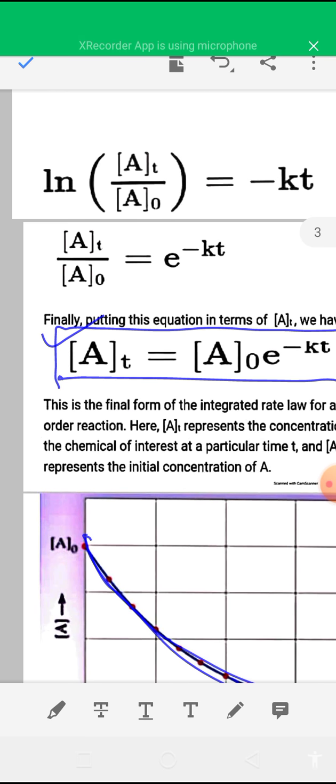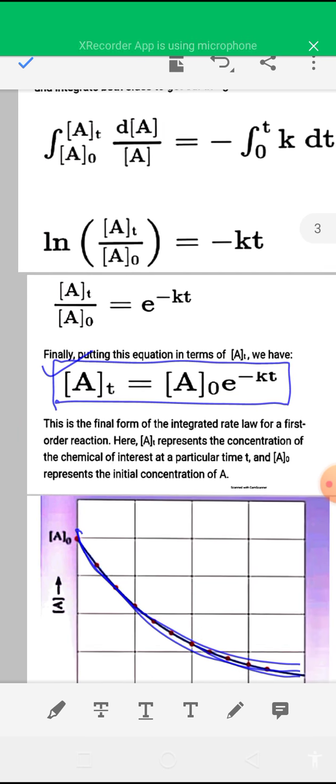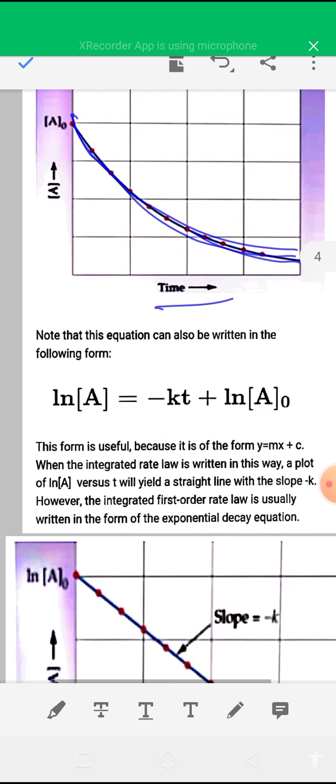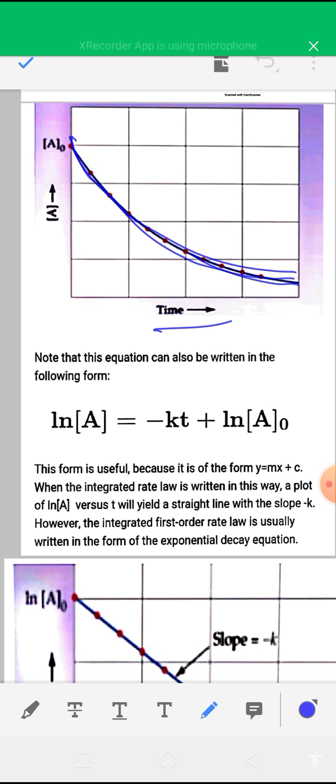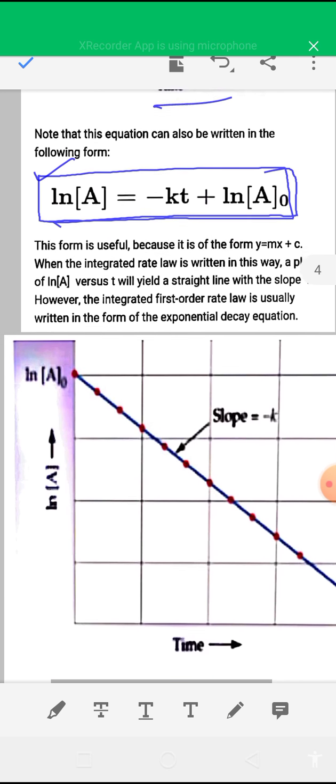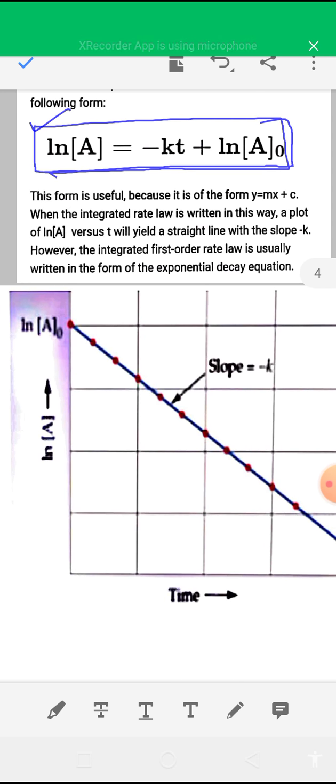So the integrated rate law equation for first order reaction becomes At is equal to A naught into e to the power minus Kt. Okay, on further rearrangement, on taking ln on both sides, the equation becomes ln A is equal to minus Kt plus ln A naught. Very simple mathematics I am doing here. Okay, I am just rearranging the equation.